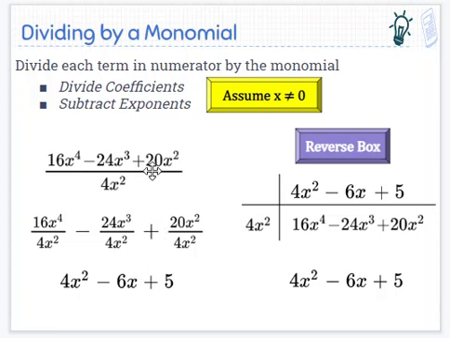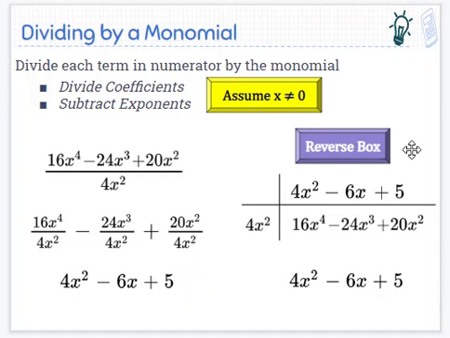The last term, plus 20x squared divided by 4x squared. 20 divided by 4 is 5. Now, x squared divided by x squared, it goes away. Some of you in the past wrote this as 5x. This is not 5x. This is only 5, because x squared divided by x squared, think about it, what's 2 minus 2? 0. And x to the 0 power is usually 1.